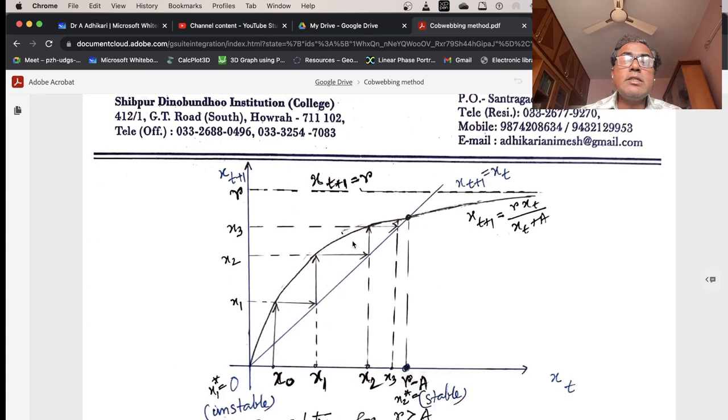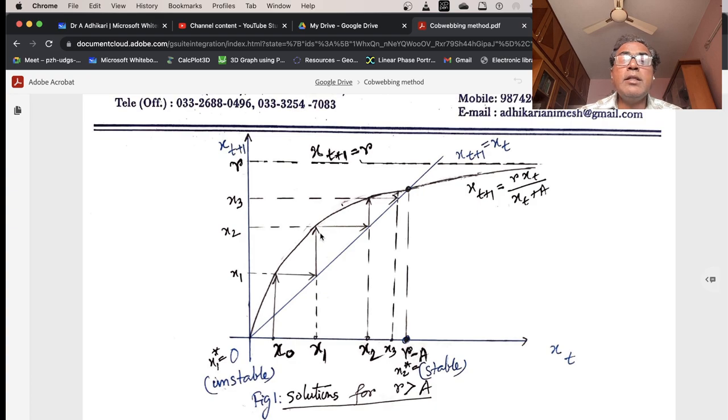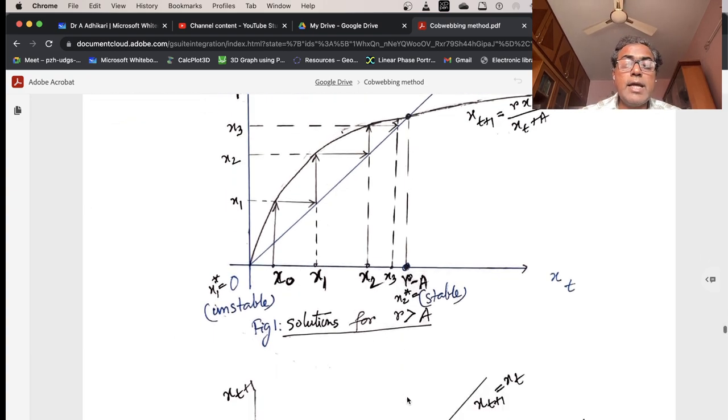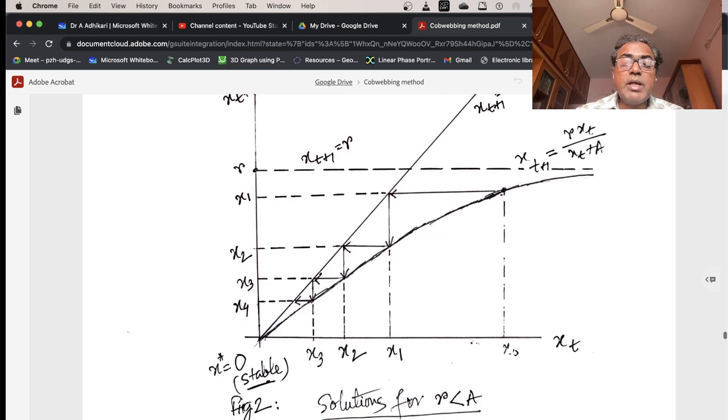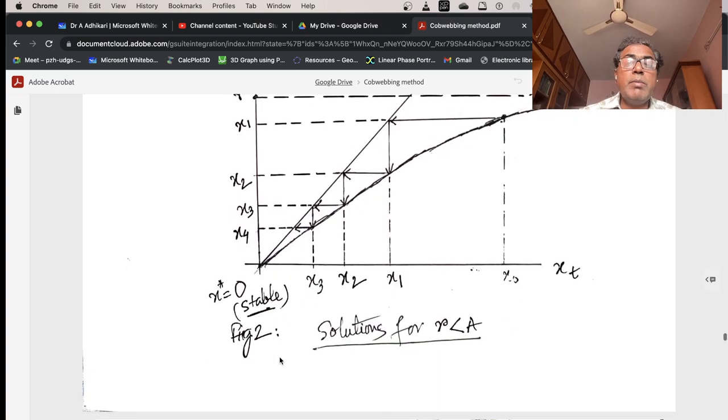So we get this when r is greater than a: the production curve and the diagonal are like this. We see that r minus a is the stable equilibrium when r is greater than a. When r is less than a, the reproduction curve is below the diagonal, and there is only one equilibrium point, which is obviously a locally asymptotically stable equilibrium point. Cobweb by Cobweb, we get this solution: solutions go to the locally stable equilibrium point.